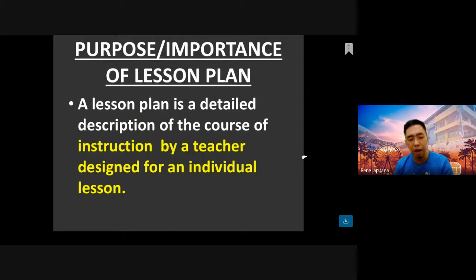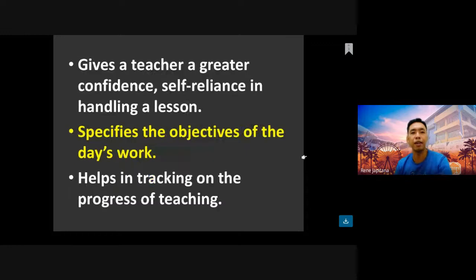So the lesson plan will be the one to escalate from the national level down to the learners. So the lesson plan will serve as the last resort of the curriculum, the implementation of the curriculum. Meaning to say, the teachers are also called the curriculum designer due to the lesson plan that he or she is preparing. It gives a teacher greater confidence, self-reliance in handling a lesson.